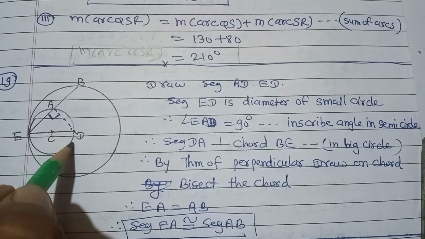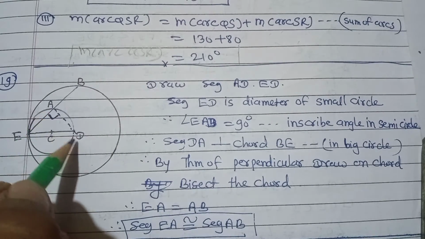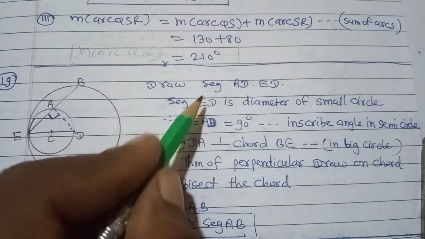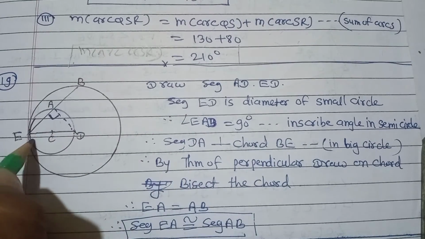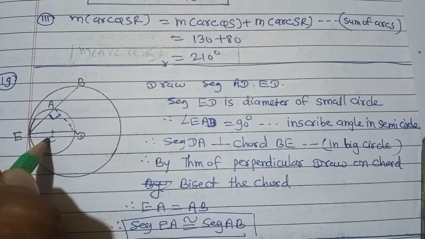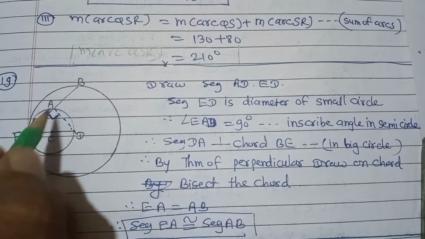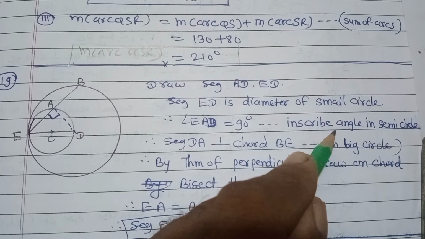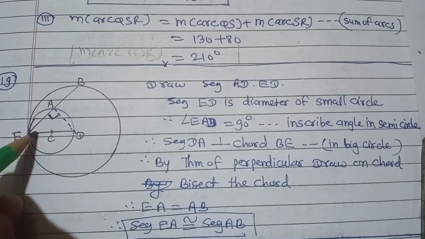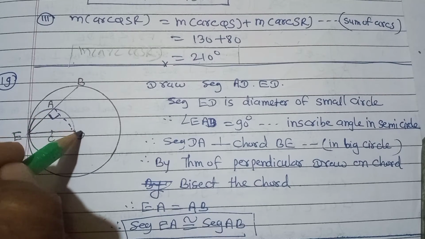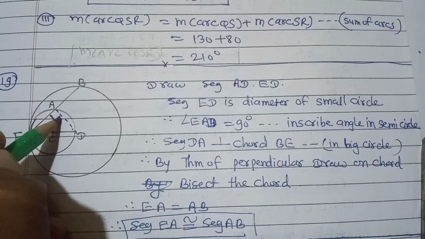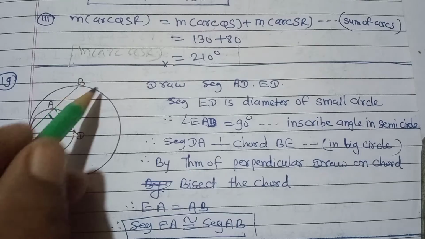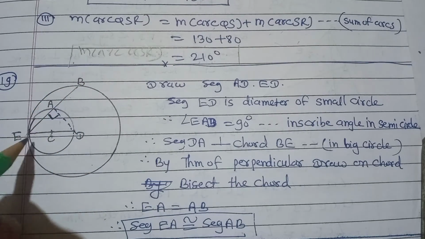Draw seg AD and ED. ED and AD are drawn. So seg ED is the diameter of the inner or small circle. So angle EAD is 90 degrees, inscribed angle in a semicircle, because the angle on the circle subtended by a diameter is 90 degrees. DA is perpendicular to chord EB.